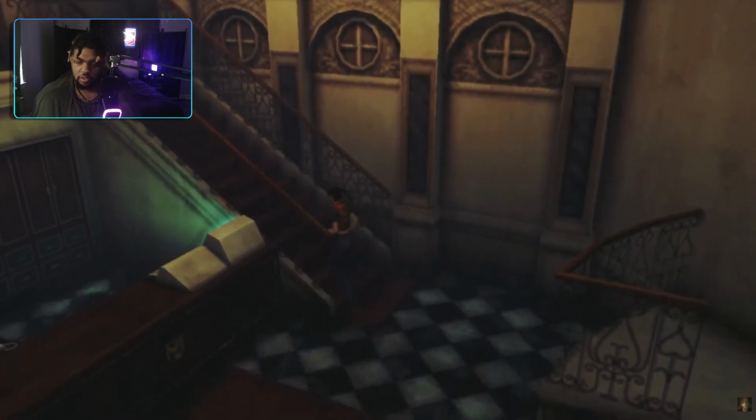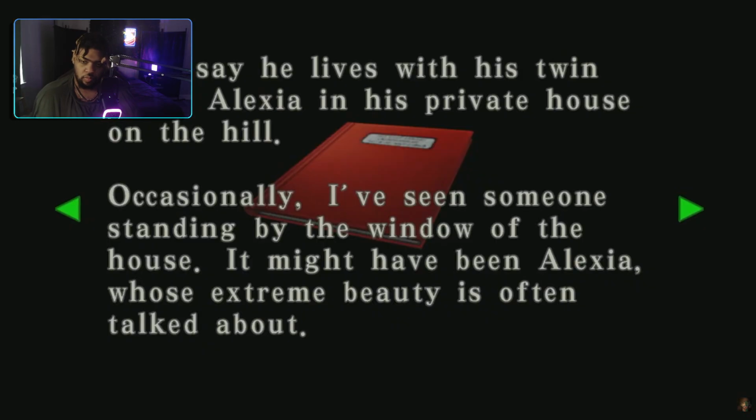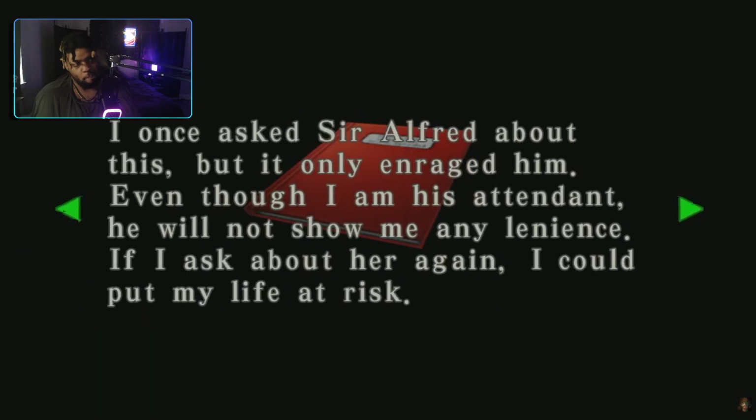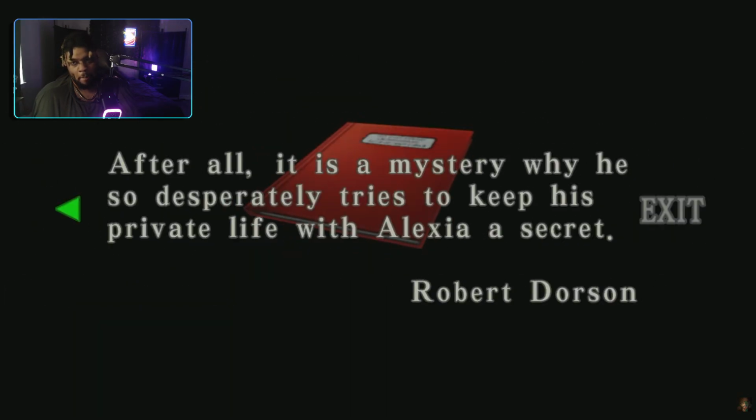Exploring the place, Claire finds the secretary's note upstairs. The man writes that Alfred is said to live in this private house, and that he's seen a woman standing at the window, who he thinks may be Alexia Ashford. He remarks on her notoriously extreme beauty. However, the man did ask Alfred about this, but it enraged him. The secretary was intrigued, though, as to why Alfred desperately tried to keep it a big secret.